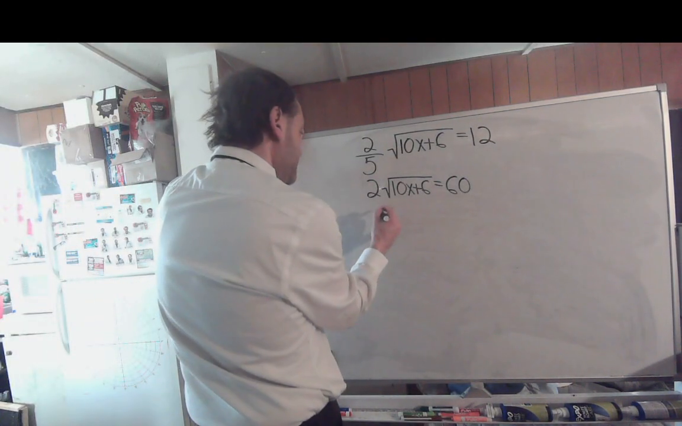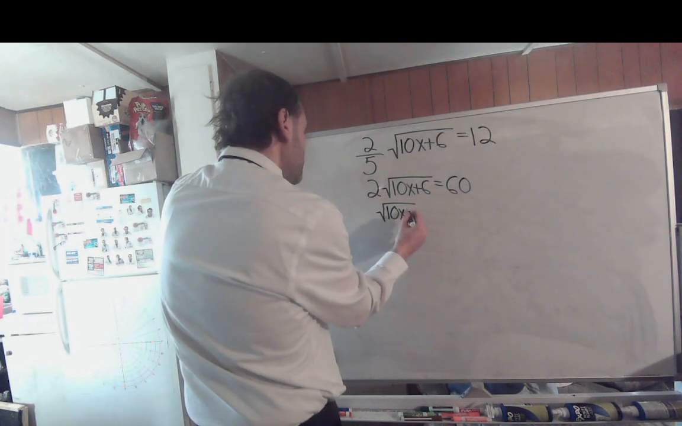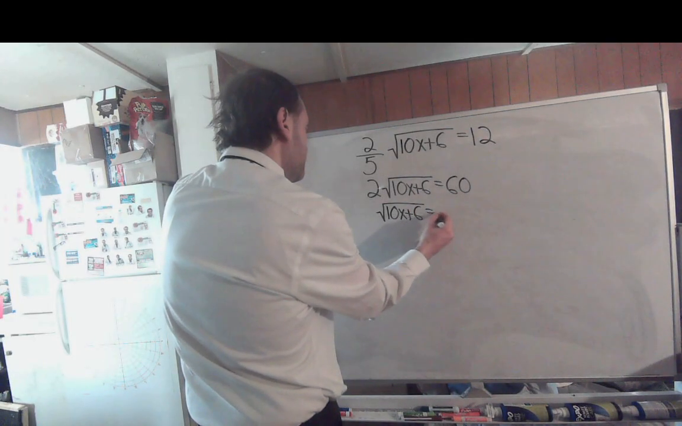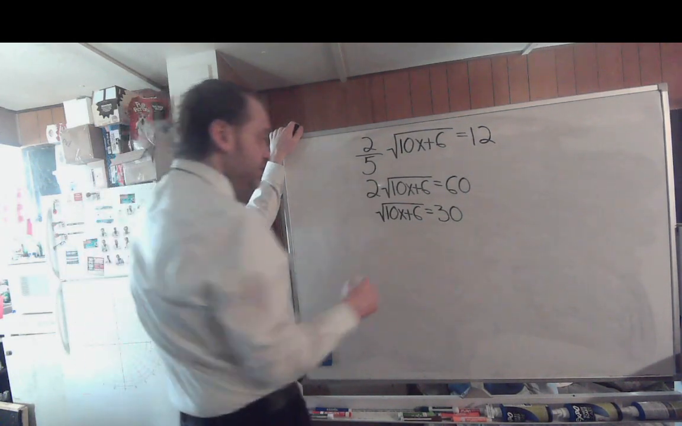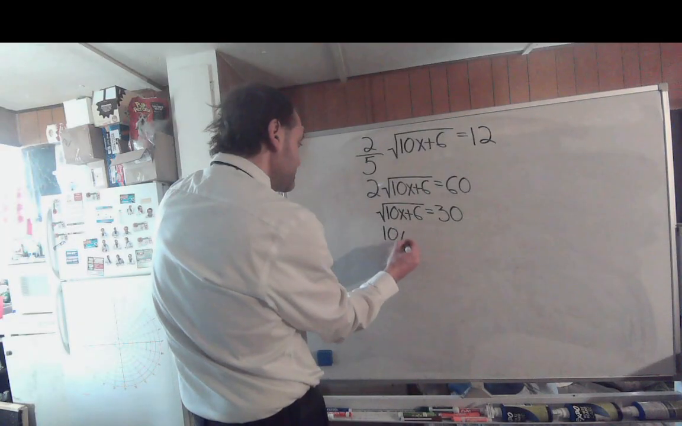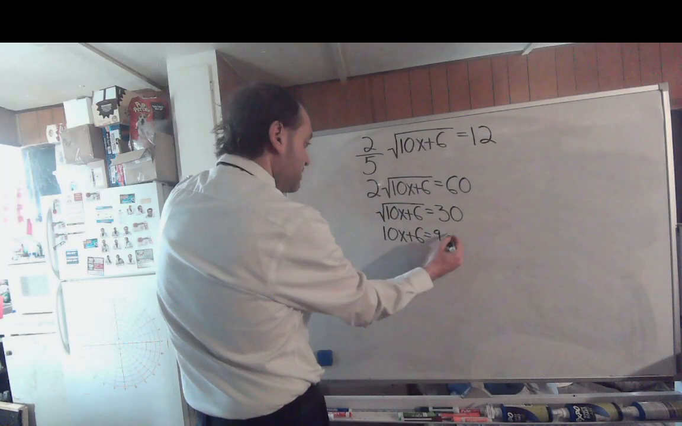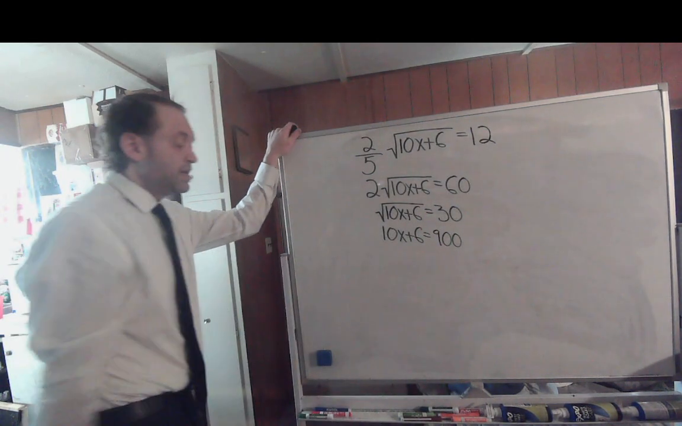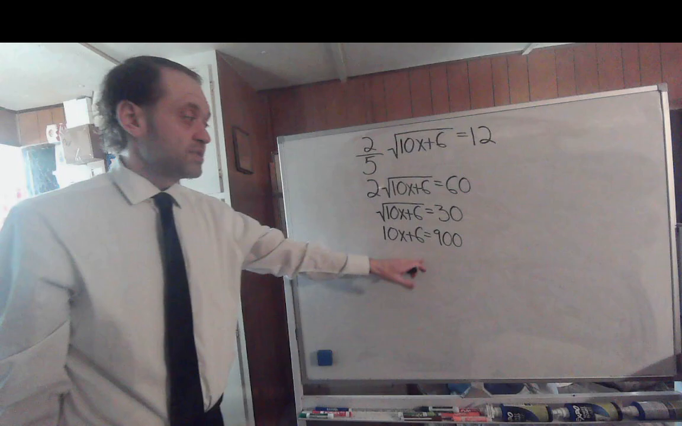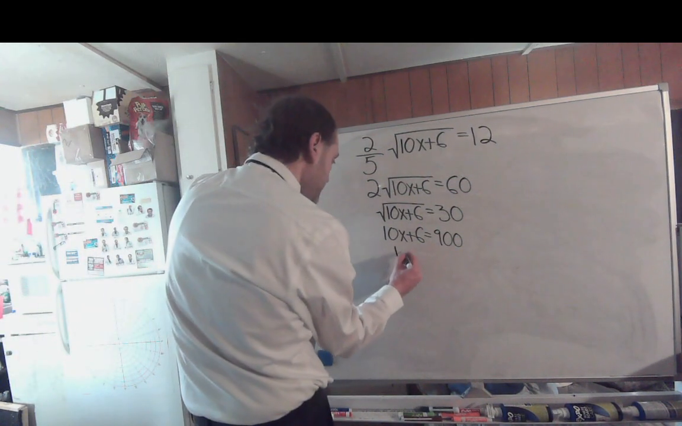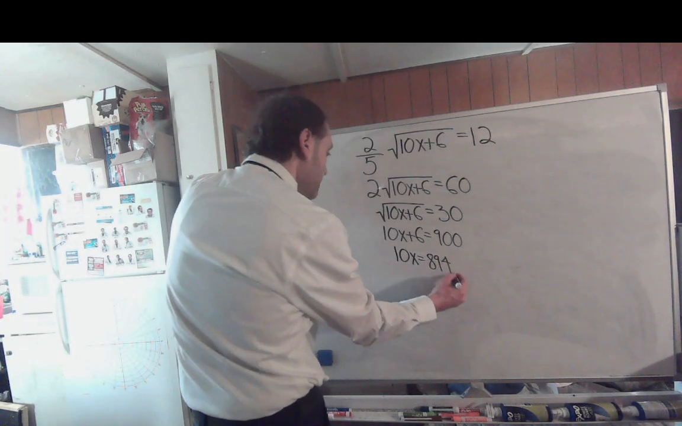Okay, and then divide both sides by 2, so the square root of 10x plus 6 would equal 30. Now just square both sides, you end up getting that 10x plus 6, 30 squared is actually 900. So you would end up getting 10x plus 6 equals 900, which would give you that 10x equals 894.